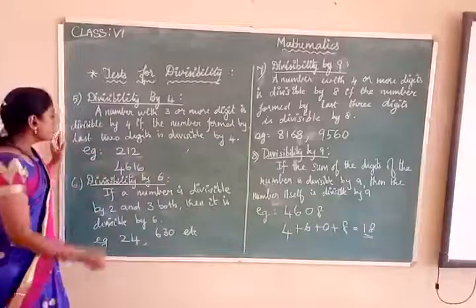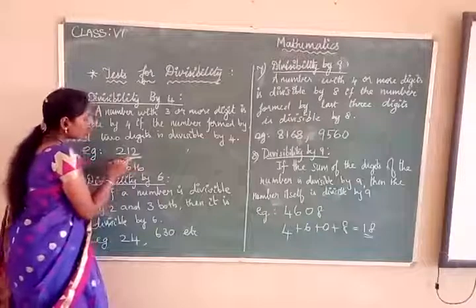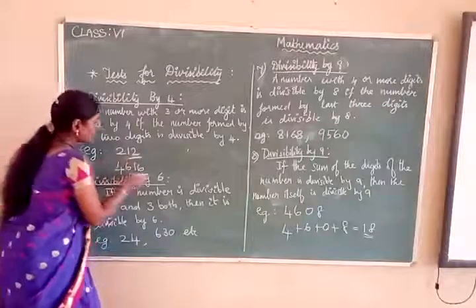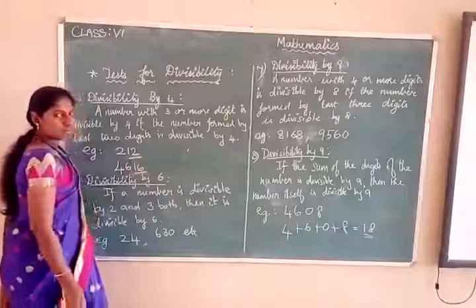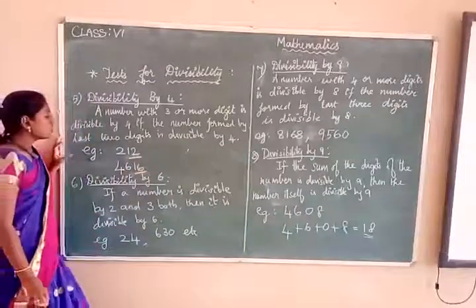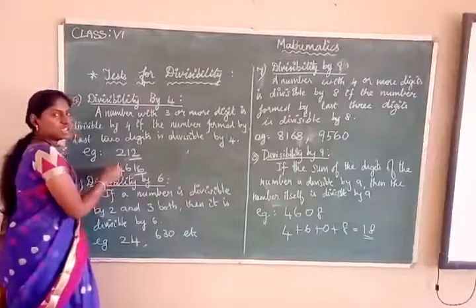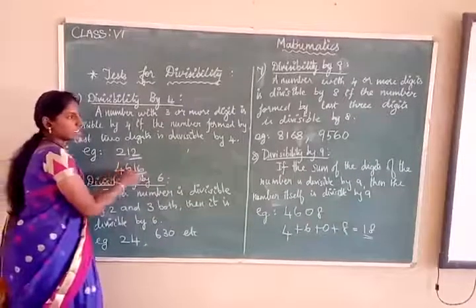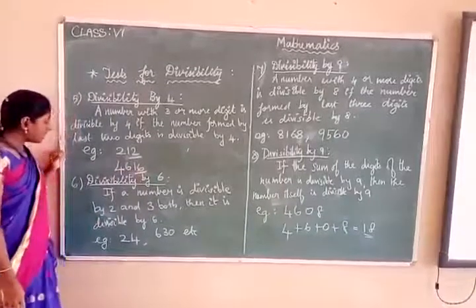So look here, the example 212. What are the last 2 digits? 12. Here it is 16. Both 12 and 16 are divisible by 4. Yes or no? So 212 is also divisible by 4 and 4616 is also divisible by 4. Is it clear?